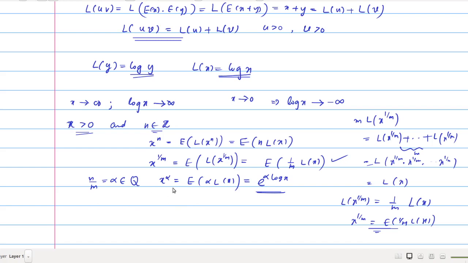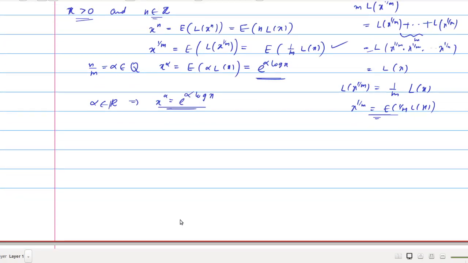Because the irrational numbers are the limit points of these rational numbers, for any real alpha, any alpha belonging to R, we can get this result: x raised to alpha is nothing but e to the power alpha log x. This is true for every real number alpha.